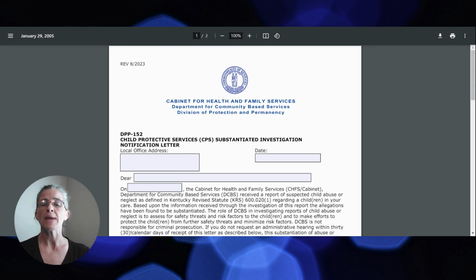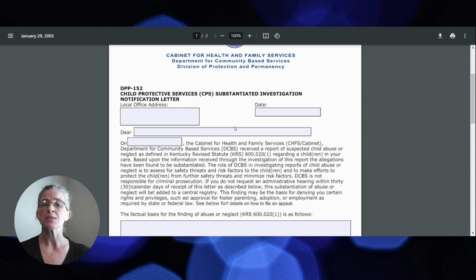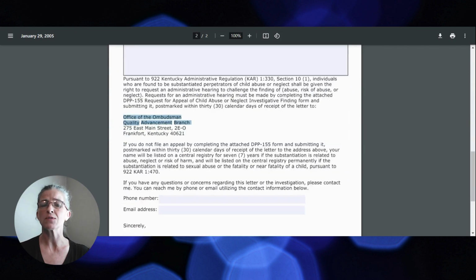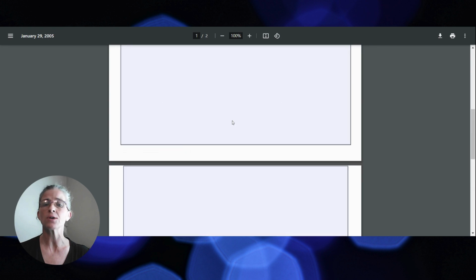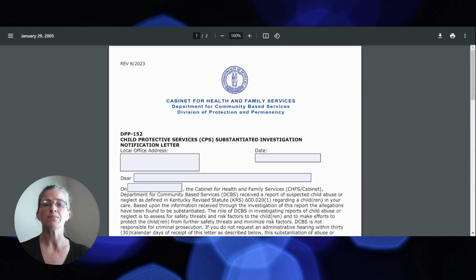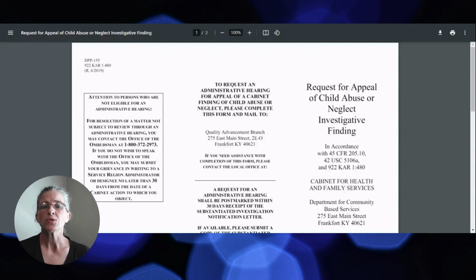If you are past the 30 days, you can still start challenging what was put in your investigative report with the information that you have and supply that to the Office of the Ombudsman. We will go through the Office of the Ombudsman, who they are, what they do, and how to talk to these people in another video. But now we're going to look at the DPP 155. Let's go through the DPP 155 form.